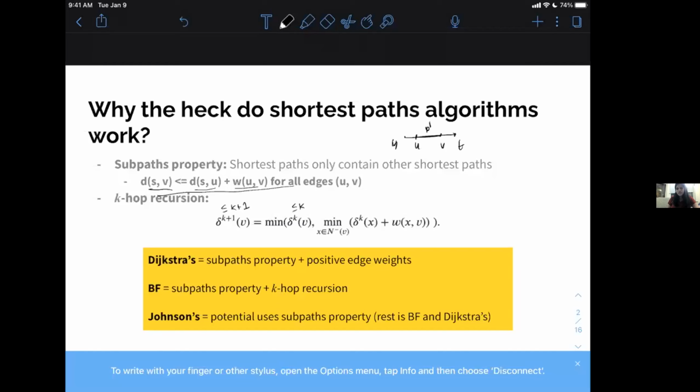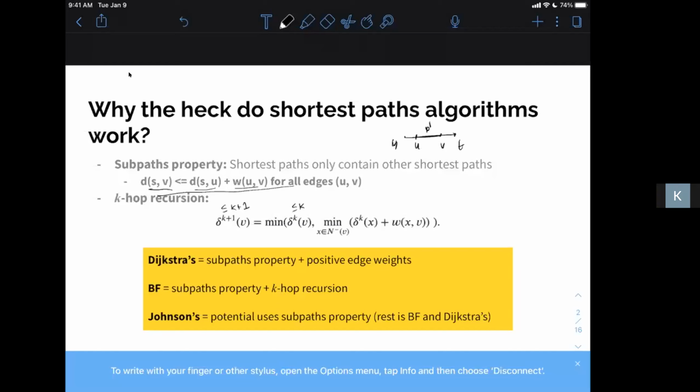Does everyone recall the potential function for Johnson's and why that works? If you are not sure, hit no or raise your hand and I can really quickly go over it. It's like a 2-sentence explanation, I think. Can you just go over it?